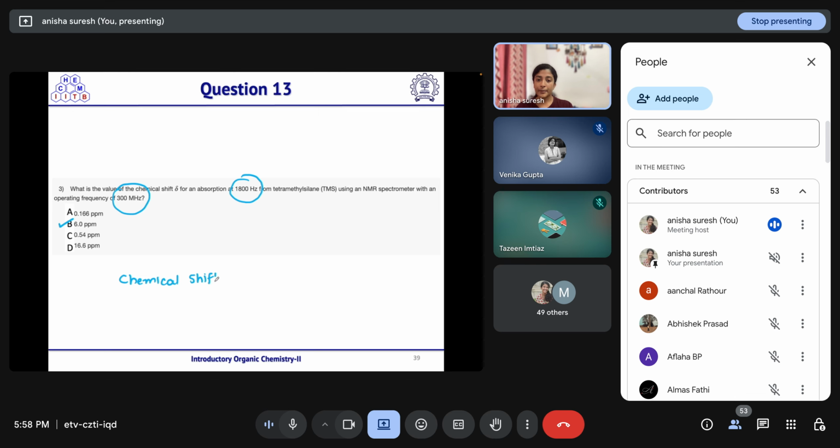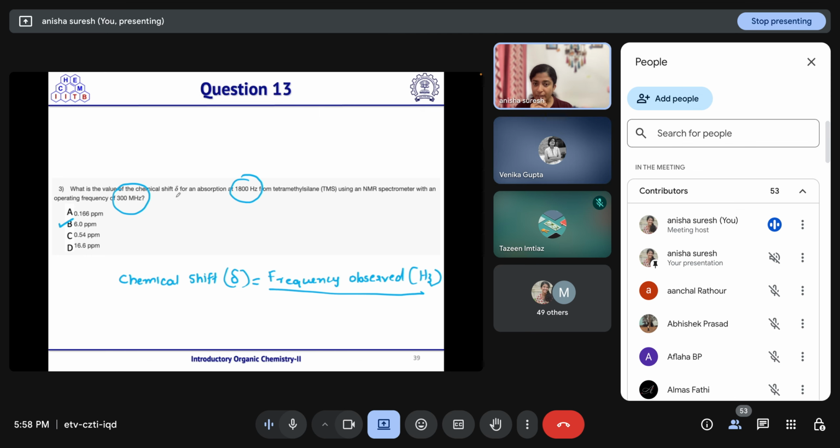which is denoted by delta, equal to frequency observed, which is in hertz. Ma'am, why isn't the answer 0? For tetramethylsilane, it should be 0, no? No, it is not for TMS, from TMS, right? From TMS it is considered.